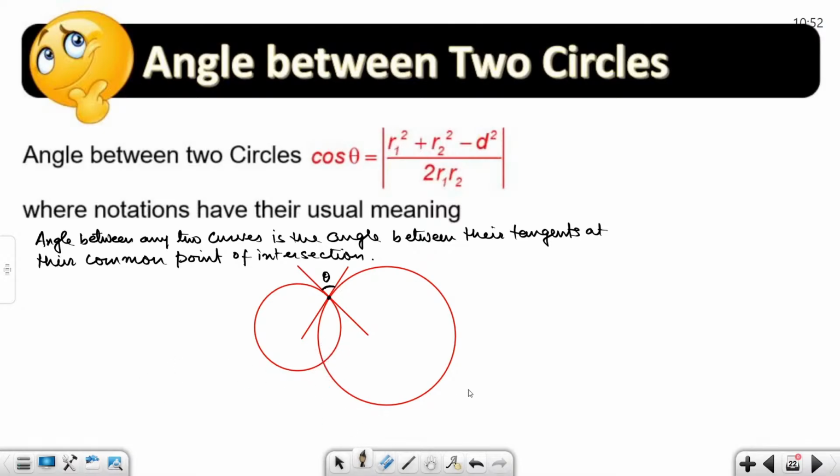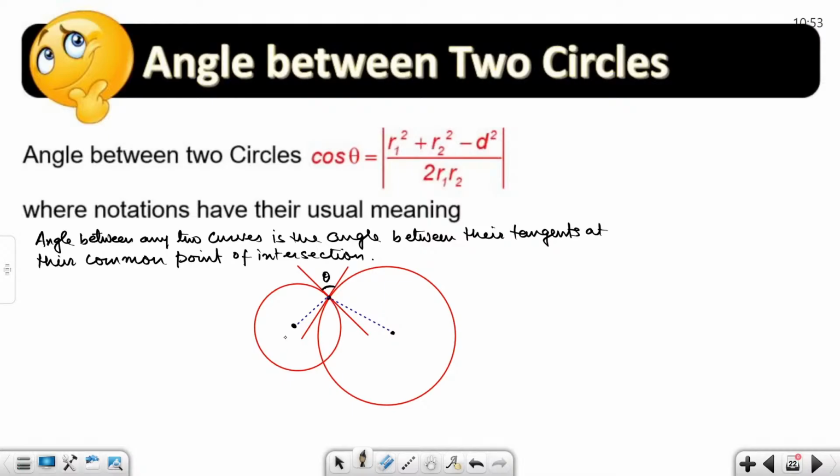So I have to find out the angle between these tangents, which is actually the angle between the two circles, right? So what I'm trying to do here, I am simply joining the centers with the point of contact, where the two tangents are drawn. Let us say these are my two tangents. These are the lines joined from the center to the point of contact. And the point of contact is common for both the circles.